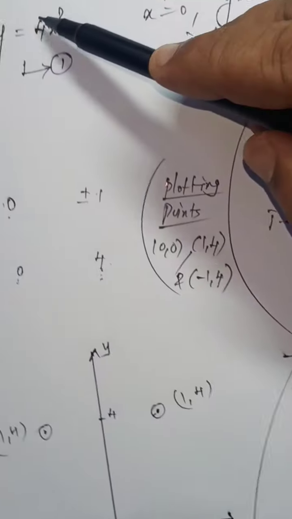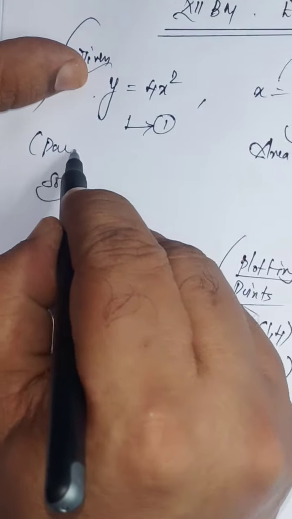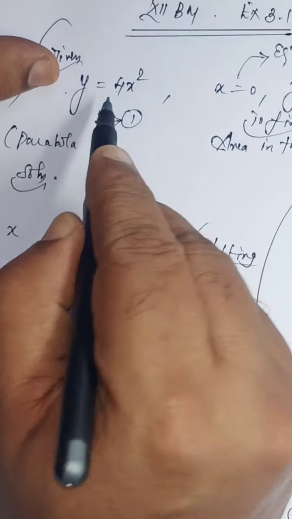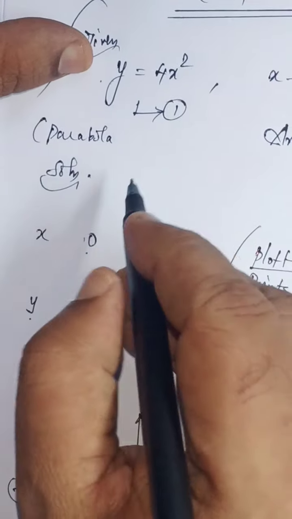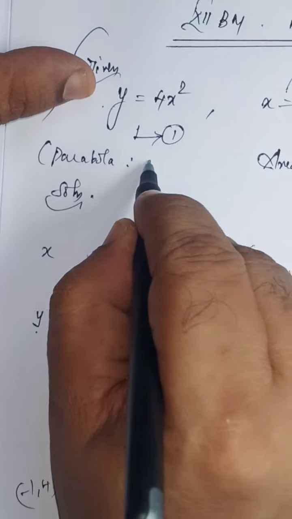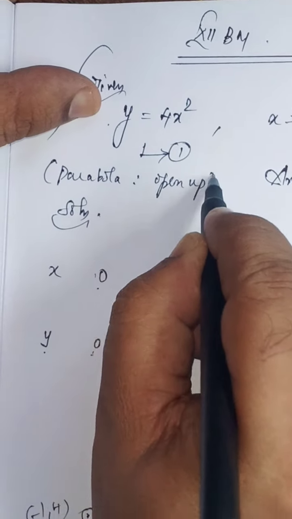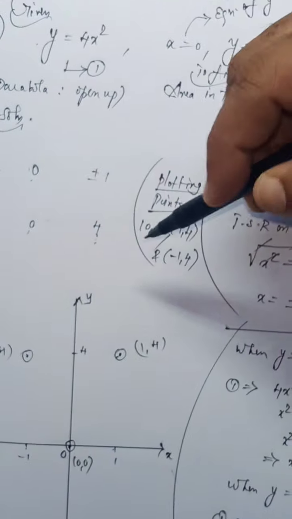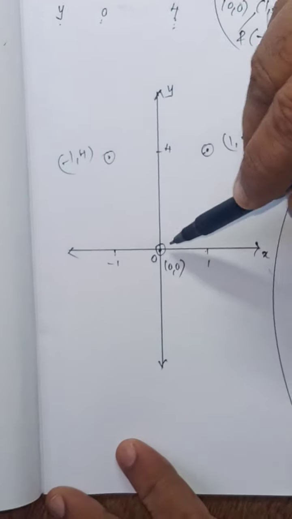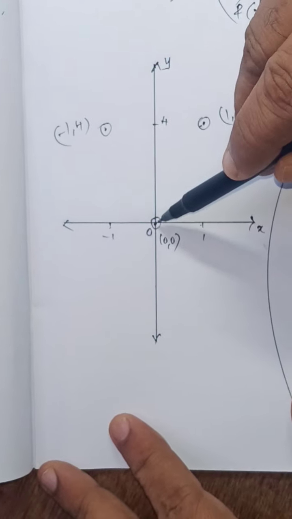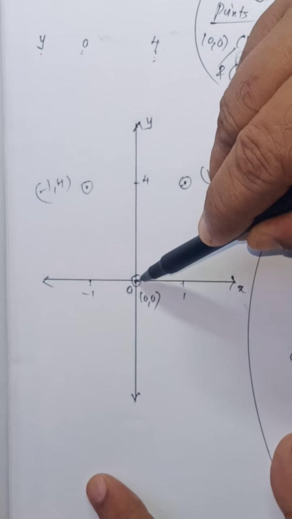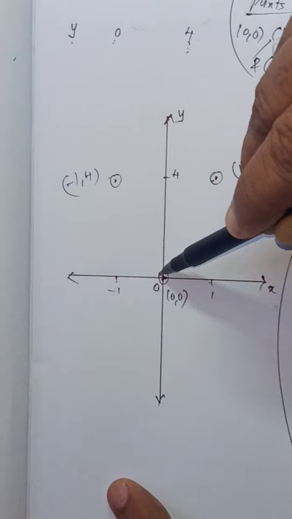X squared equals y over 4, it is also a parabola. What form is it? X squared equals 4ay form. Therefore, it is an open up parabola. A parabola is a curve only. So while joining, you have to be very careful. You have to draw a curve, not a straight line. So, draw like this.